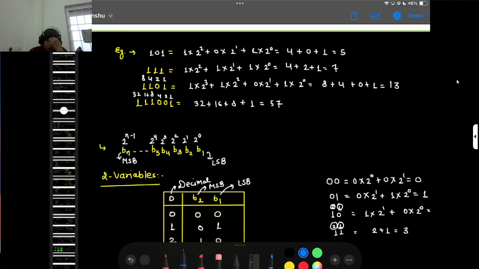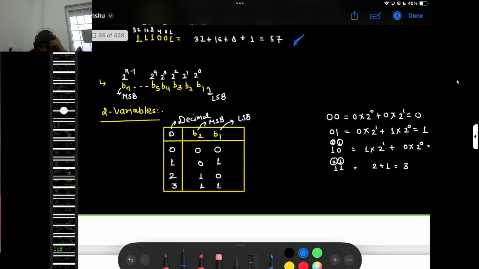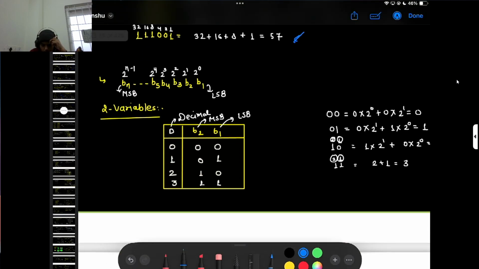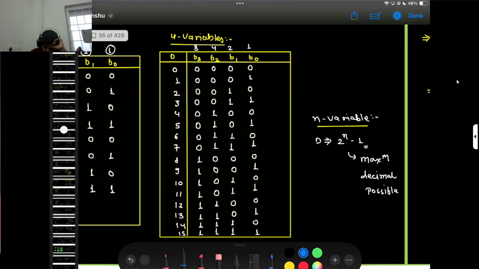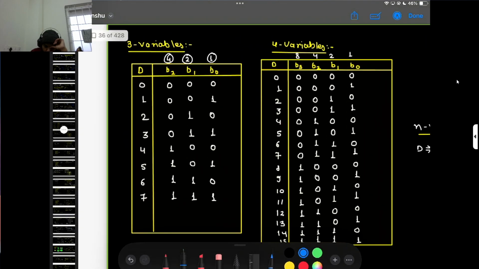For example, 101 is 1 into 2 to the power 2, and so on. Again, this is how to write from binary to decimal. That's the way you can write it: MSB down to 2 to the power 0, so 0 to 2 to the power n minus 1. For two variables, decimal 0, 1, 2, 3. Okay, so this is the right way to write it, and this is simple, not that complicated.